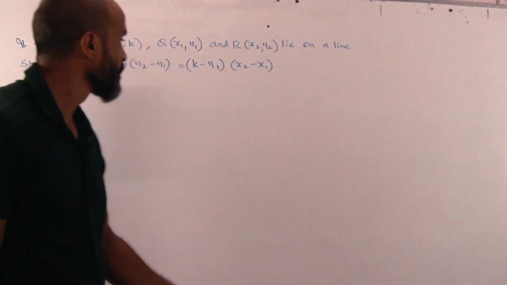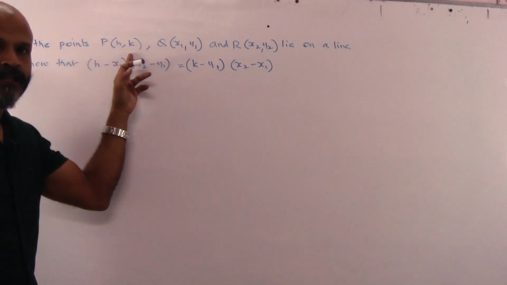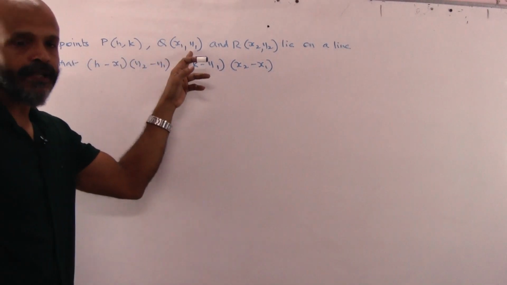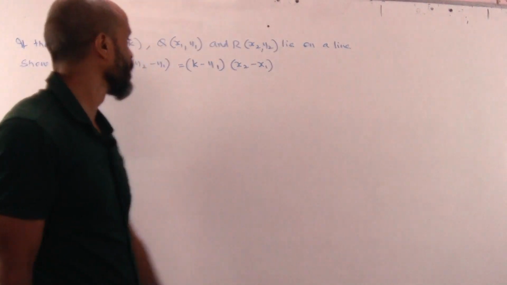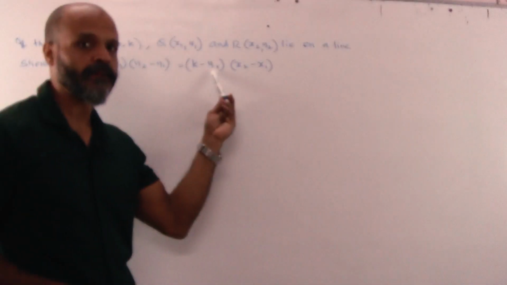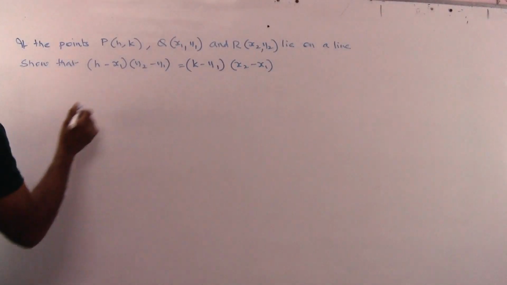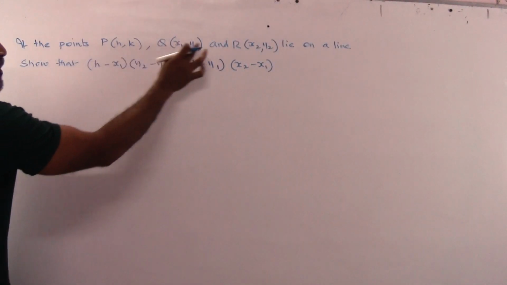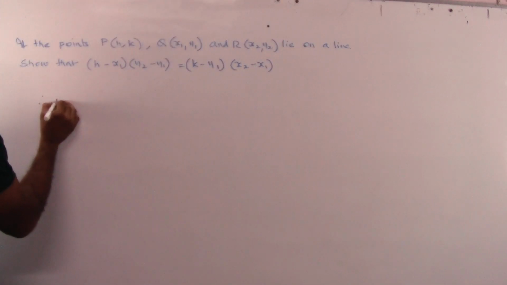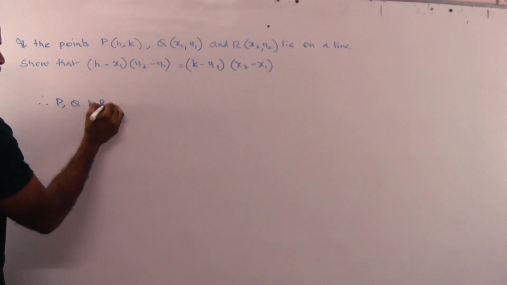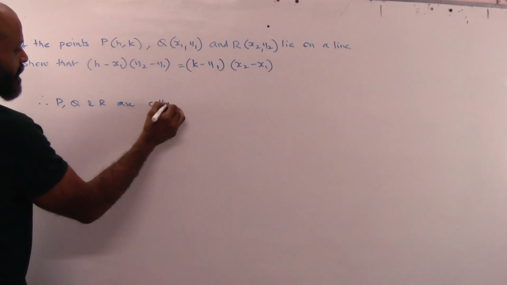Okay, so taking up another question, this is also from NCERT. If the points P, that is h, k, Q, x1, y1 and R, x2, y2 lie on a line, show that h minus x1 into y2 minus y1 is equal to k minus y1 into x2 minus x1. So let's take this up here. So these points are basically what? So therefore we can say P, Q and R are collinear.